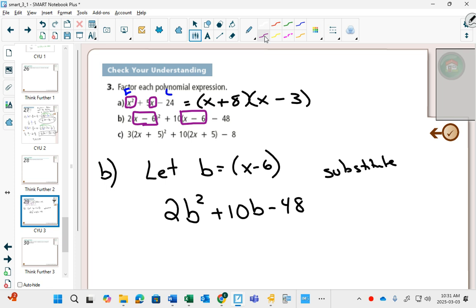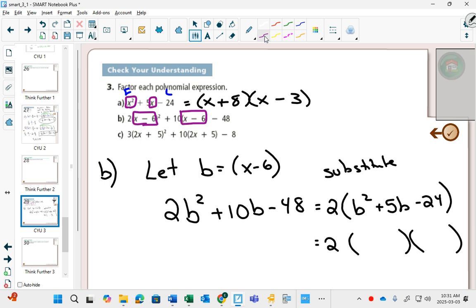Do you recognize you have a common factor of 2? If you have a common factor, make sure you take that out first. It makes your life a lot easier. Plus 5b minus 24. And then is this hard to factor? Well, b squared. Your only option for the first one has to be b and b.